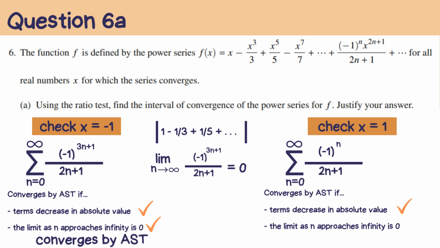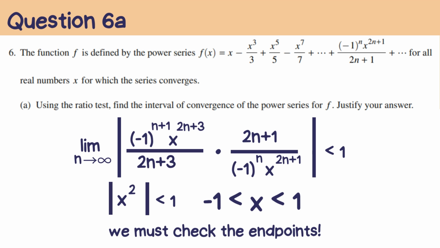So it does work. And now let's check the limit as n approaches infinity to see if that equals 0. And it will be 0 because it is a small number on top of a super big number. And finally, we can conclude that this does converge by the AST. Now going back to the previous page, after we checked endpoints, we found that both will converge, so it will be less than or equal to and greater than or equal to signs for both.